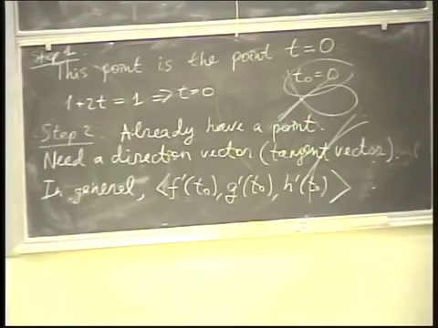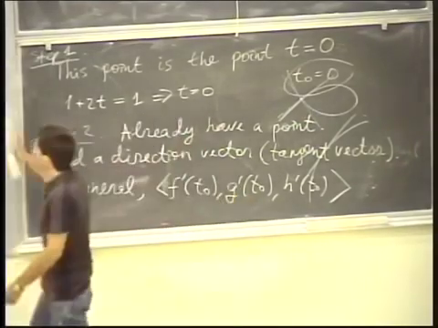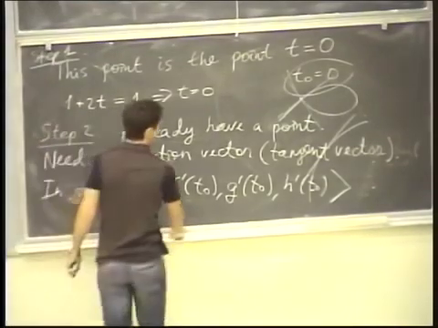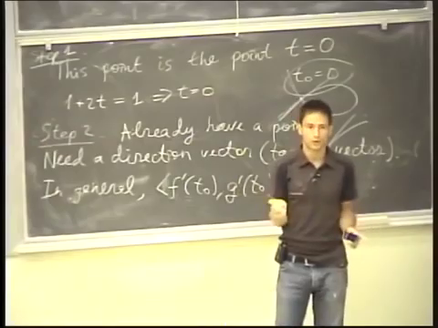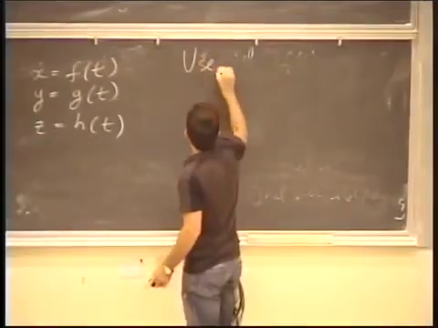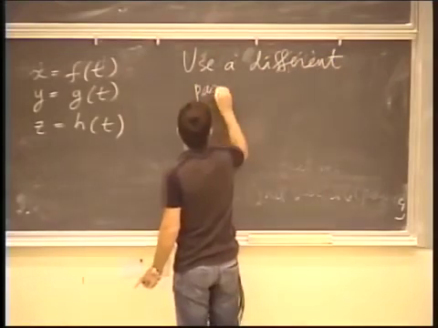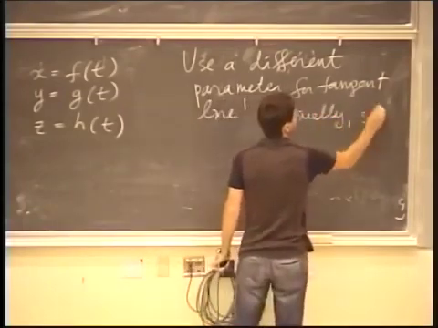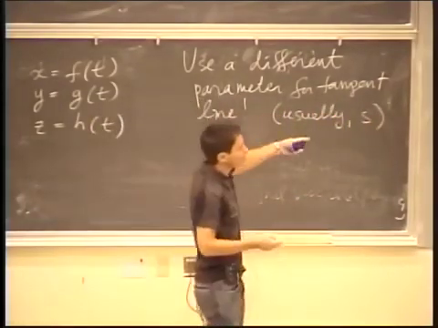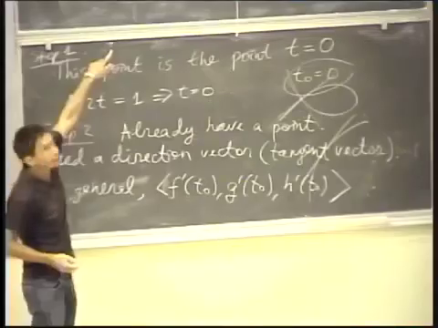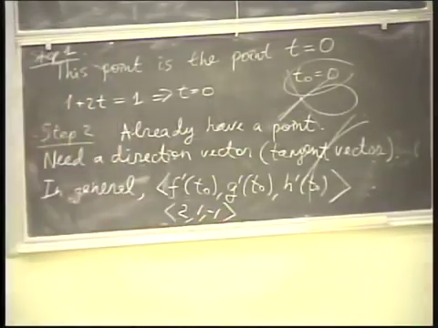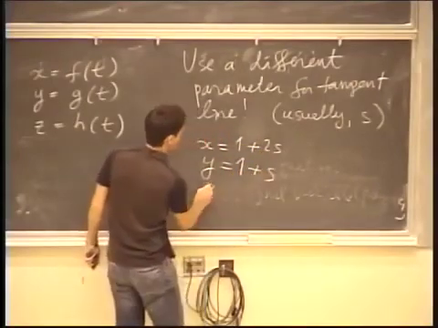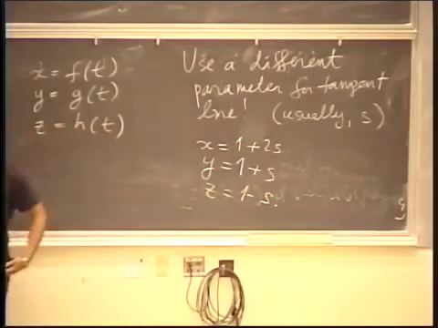Okay, so let me take 1 minute because there's one important point, and I don't want to lose it. Your curve is already given by parameterization of some variable t. And now you're going to write an equation for a tangent line. A tangent line is a different curve, so you should use a different parameter. Usually we use the letter s, but you can use whatever you want. So in this particular case, if you take the derivatives at t equals 0, you will get 2, 1, and negative 1. And so the equation of the tangent line is going to be x is 1 plus 2s, y is 1 plus s, and z is 1 minus s. These are the equations of the tangent line. Okay, so we'll continue on Thursday.